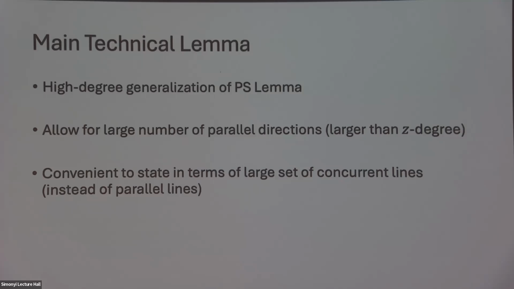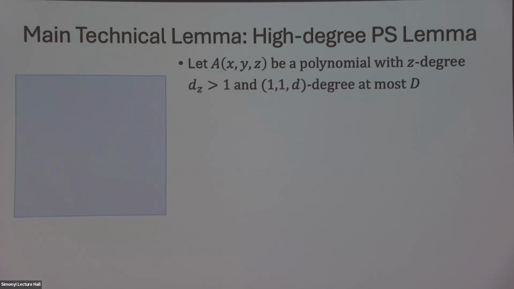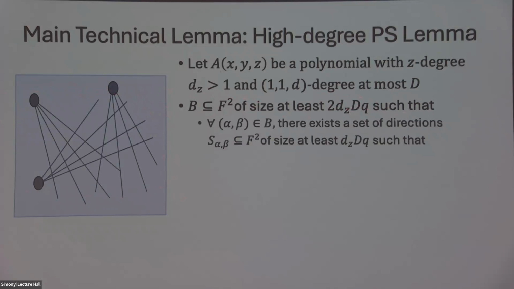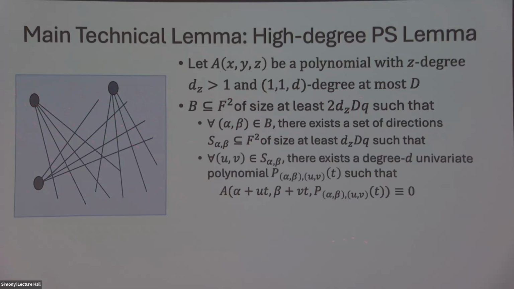So what is this lemma statement? It's quite a mouthful, so let's take our time for it. Before, let A be some polynomial whose z degree is not 1, it's more than 1. And here I'm going to look at the weighted (1,1,d) degree being at most d. So I'm going to count x as 1, y as 1, and z as d when I weight the degree. And there's a large set of points. You're going to look at rays passing through these points. There are a large set of points, at least 2 dz dq points, such that for each of these points, there's a large fraction of directions, such that, this is a mouthful, it is basically exactly what I've said.